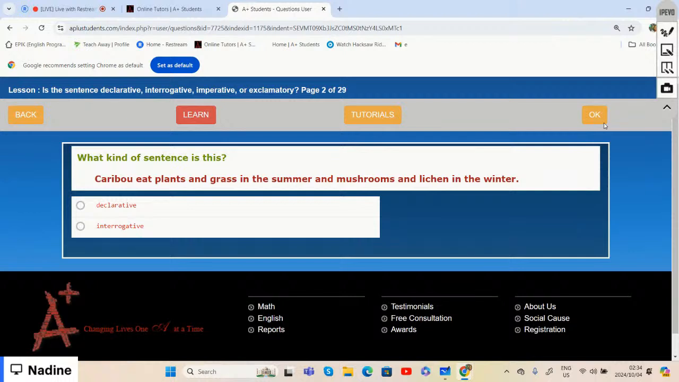It says caribou eat plants and grass in the summer and mushrooms and lichen in the winter. So caribou eat plants and grass in the summer and mushrooms and lichen in the winter. What kind of sentence is that? Is that a declarative sentence or an interrogative sentence?